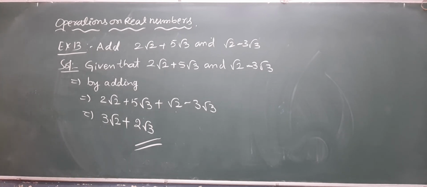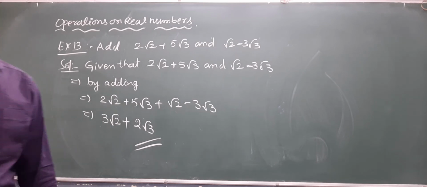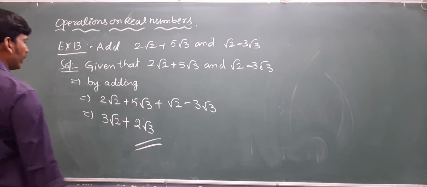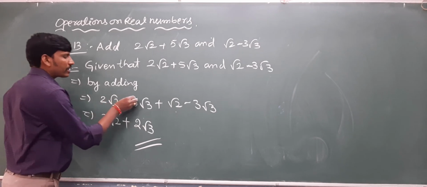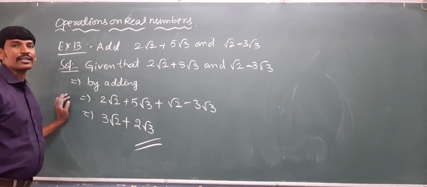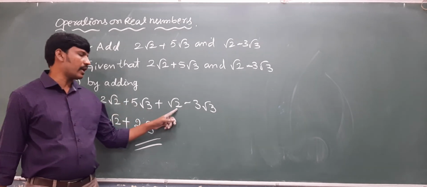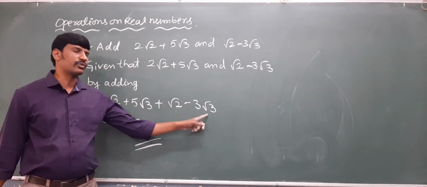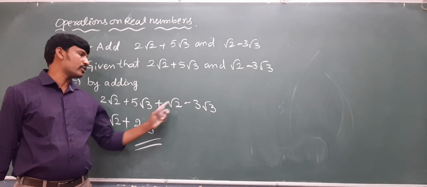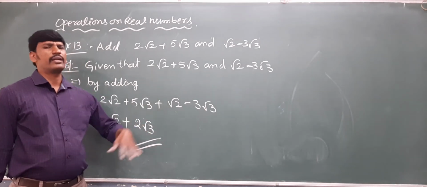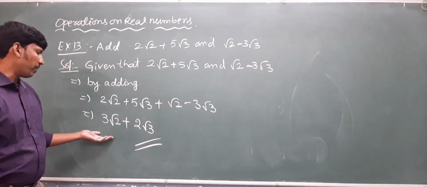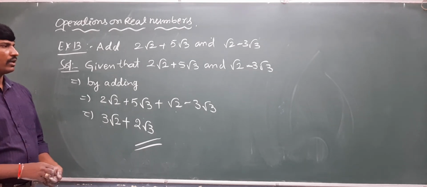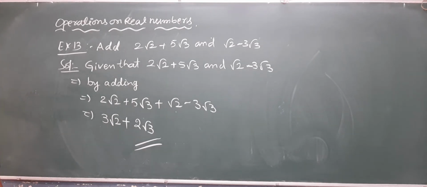Now, let us discuss one more example, how to multiply. Did you understand this? When you are adding and subtracting, please see the like terms. Square root of 2, here also square root of 2. Both are like terms, we are adding. And here square root of 3, here also square root of 3. You should subtract these two because one is plus, one is minus. That is the normal operation only. You can apply it with the solution. Now, copy this. Let us discuss one more example.